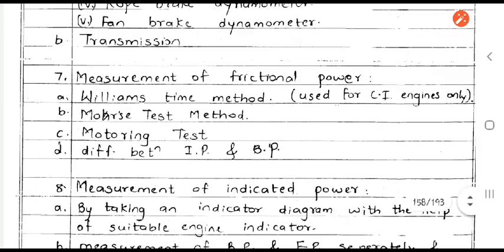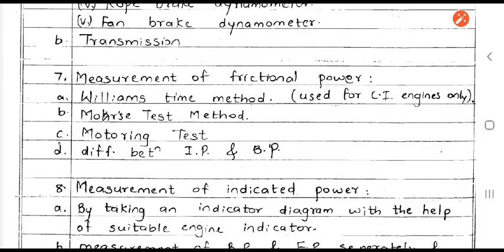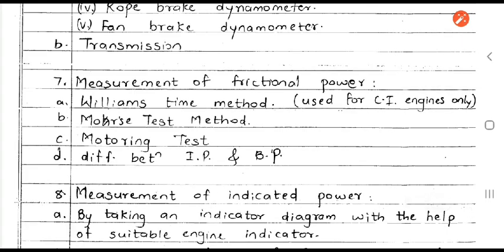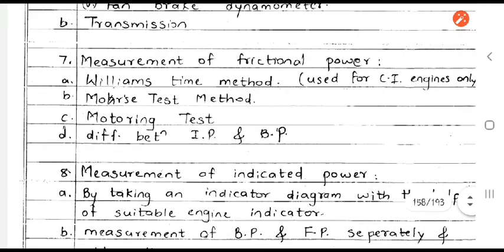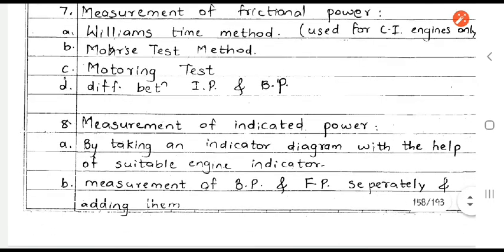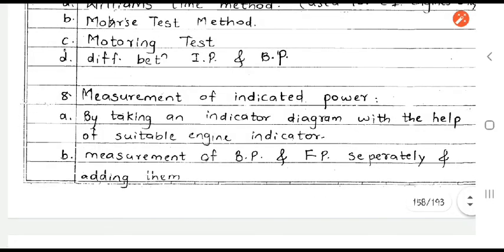The seventh one, measurement of frictional power. Theoretically we can measure the frictional power, which is nothing but the indicated power minus the brake power. Then there is the motoring test, Morse test, and the Willans line method. These are the processes with the help of which we can measure the frictional power. We have already studied one of them, the Morse test, during our practical session of IC engine. Many batches have already completed that experiment, the calculation of the Morse test with the help of the petrol engine itself.